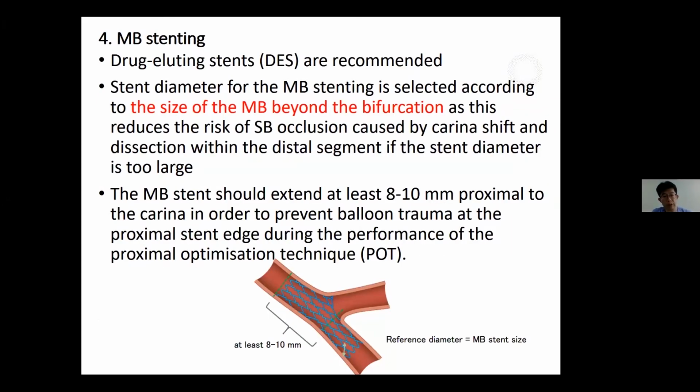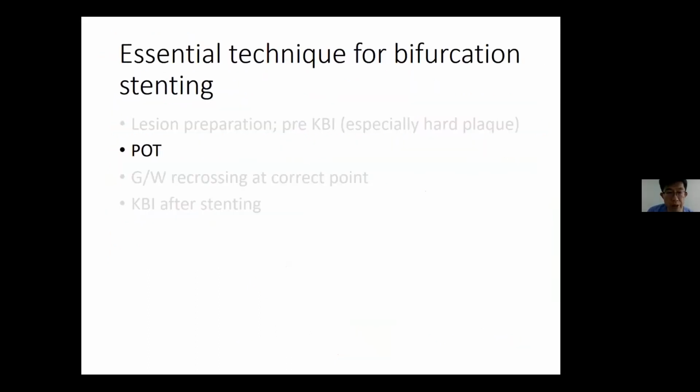So next, the main branch stenting. Drug-eluting stents are recommended. Stent size is very important, according to the size of the main branch beyond the bifurcation, as this reduces the risk of side branch occlusion caused by carina shift and dissection within the distal segment. It's a very important thing.